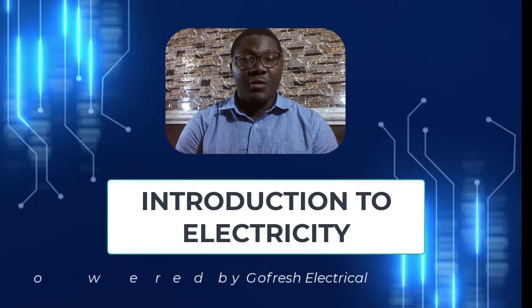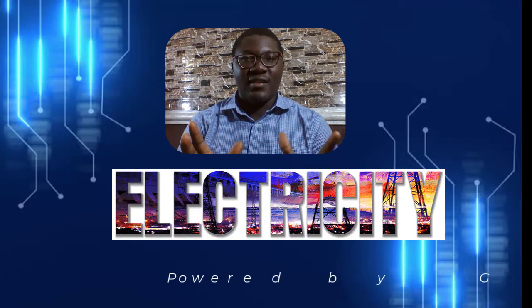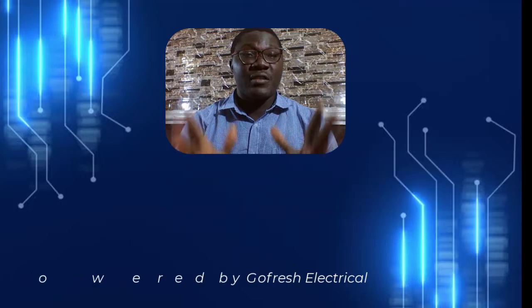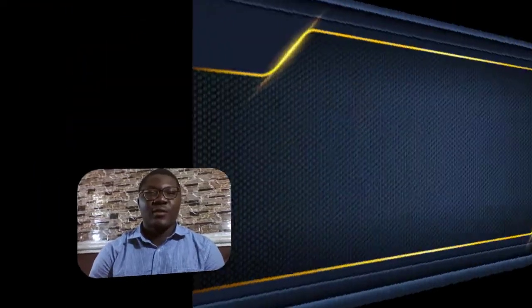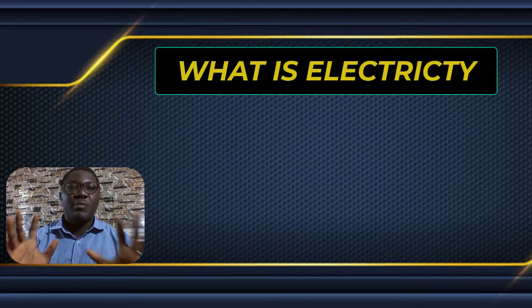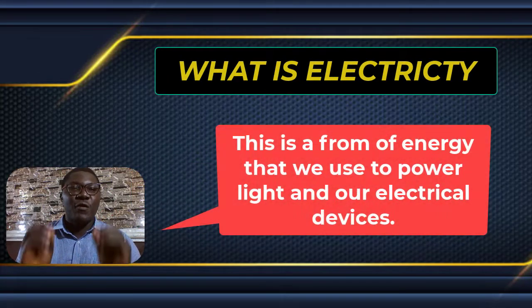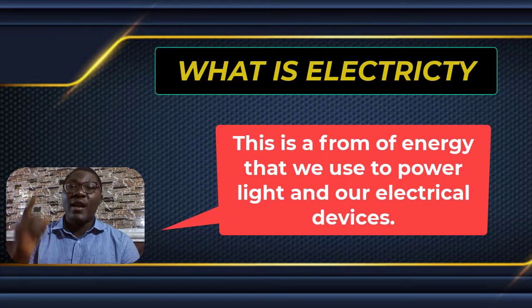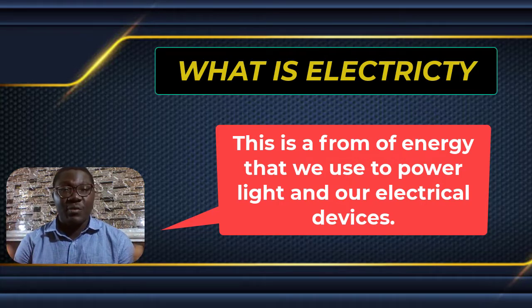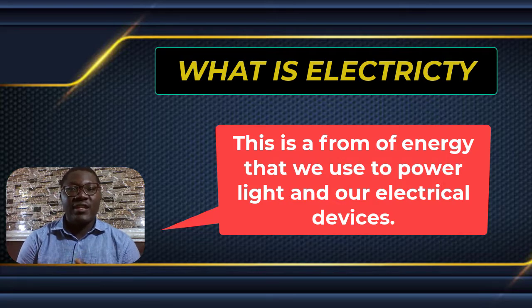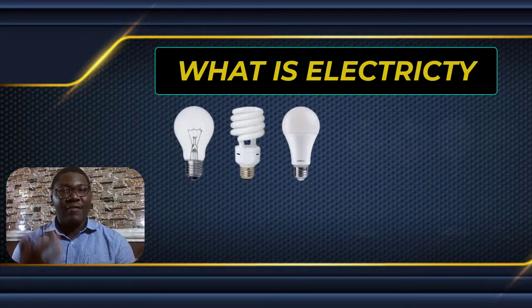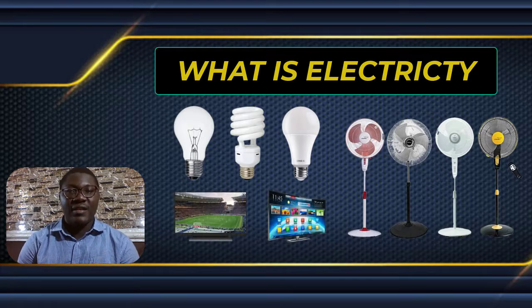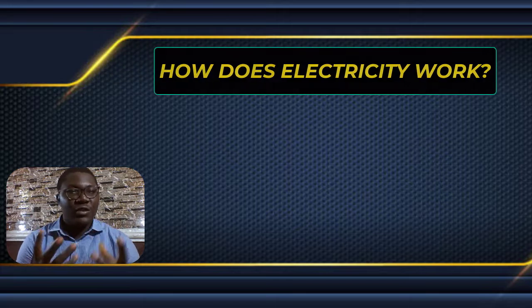In this video, I'll be talking about electricity, how it works, and the principles guiding it. To start with, what is electricity? Simply put, this is a form of energy that we use to power lights or any electrical devices. Examples of electricity are the energy used to power our bulbs, our fans, our televisions. That is electricity. But a quick one, how does electricity work?